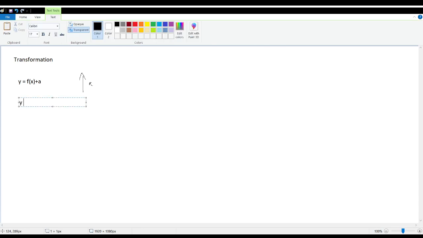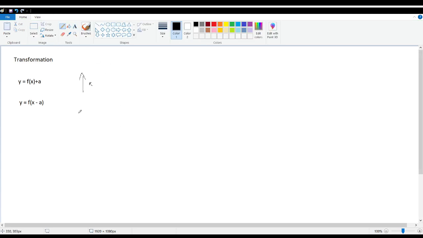How about y equals f of x minus a? Then now the function will move horizontally to the right by a units. If you change the sign inside, say x plus a, then it will move in the opposite direction by a units. So in this case, it means the left.